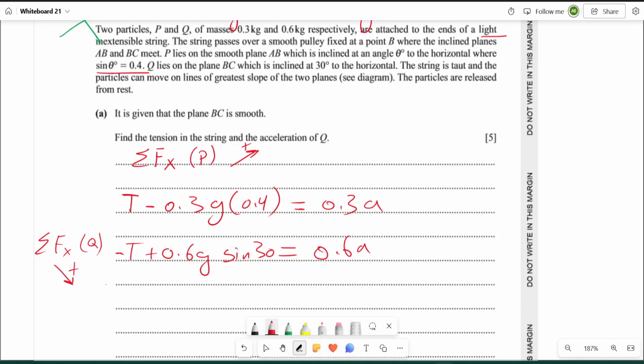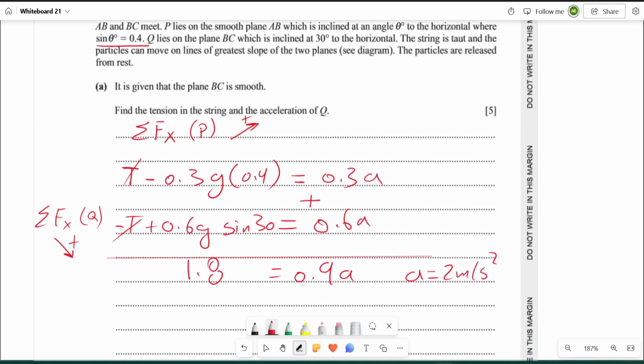Why did I do that? Because I want to solve these simultaneously, and I noticed that this is a positive T, this is a negative T. So if I add both equations, this T and this T will cancel, and I'm going to have negative 0.3 times 10 times 0.4 plus 0.6 times 10 times sine 30. That is going to give me an answer of basically 1.8. That's going to equal 0.3 plus 0.6, which is 0.9a, giving a as 1.8 over 0.9. So a is going to be 2 meters per second squared.